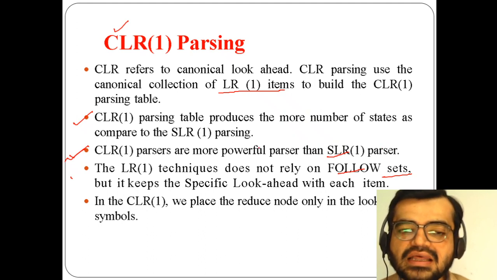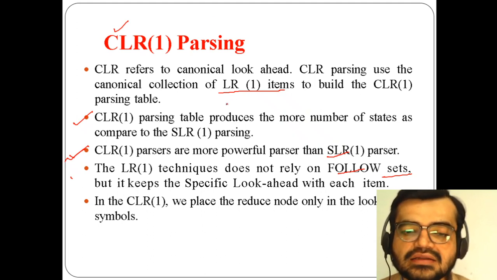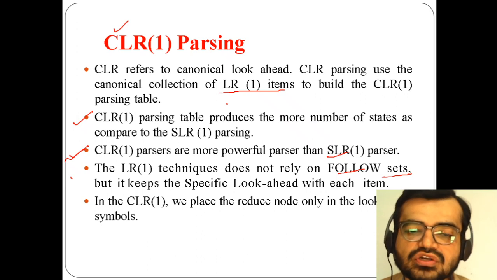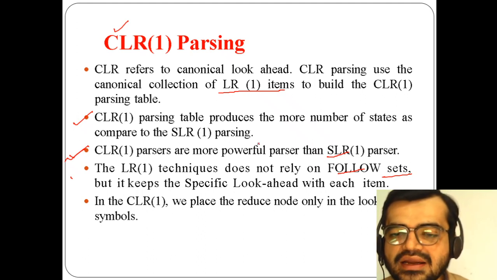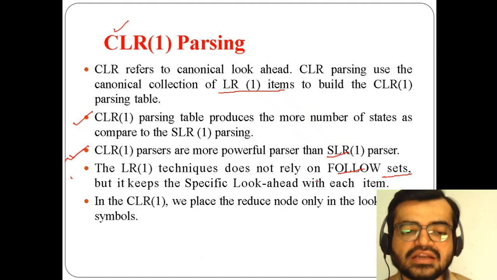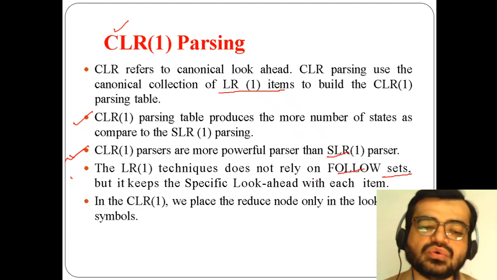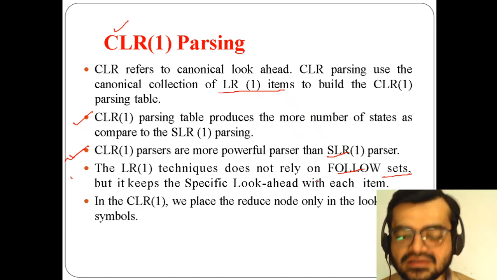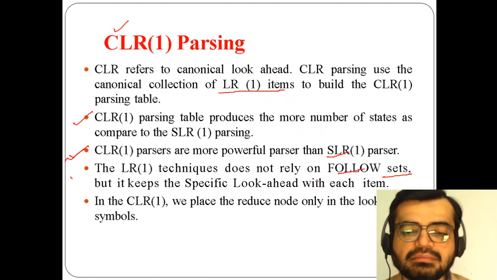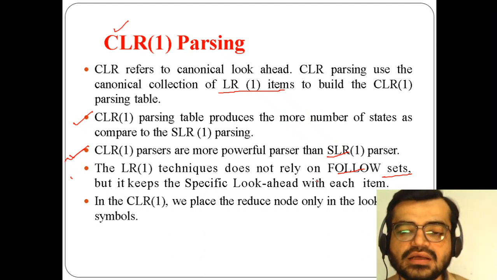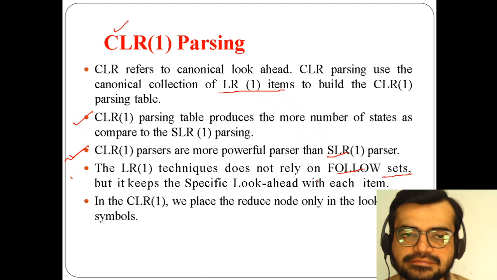Okay, but in LR(1) techniques, which CLR uses, it can perform the reduction process. That means the reduce node is used only on the lookahead symbol. So now we need to see how we are going to calculate the lookahead symbols while we are taking the set of productions. That is the main important focus of the topic here.